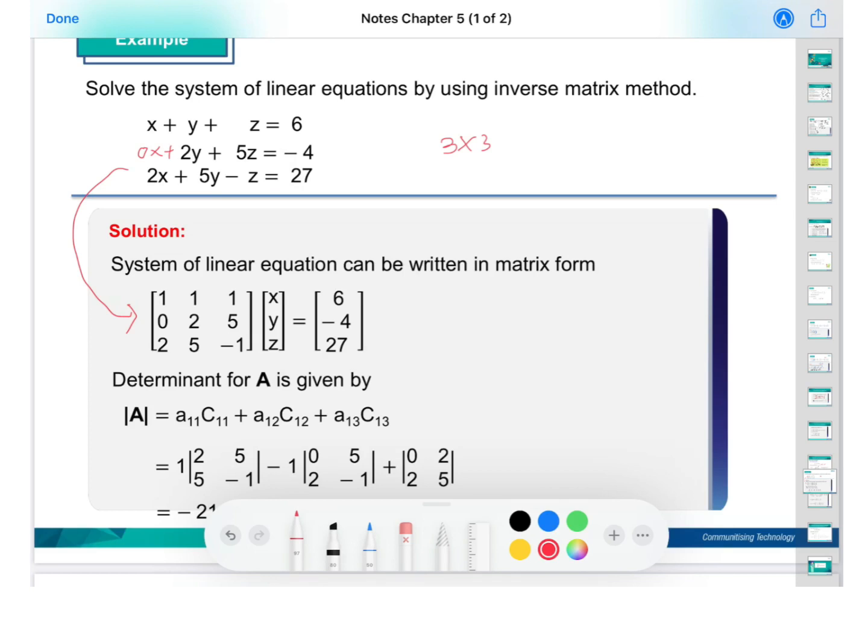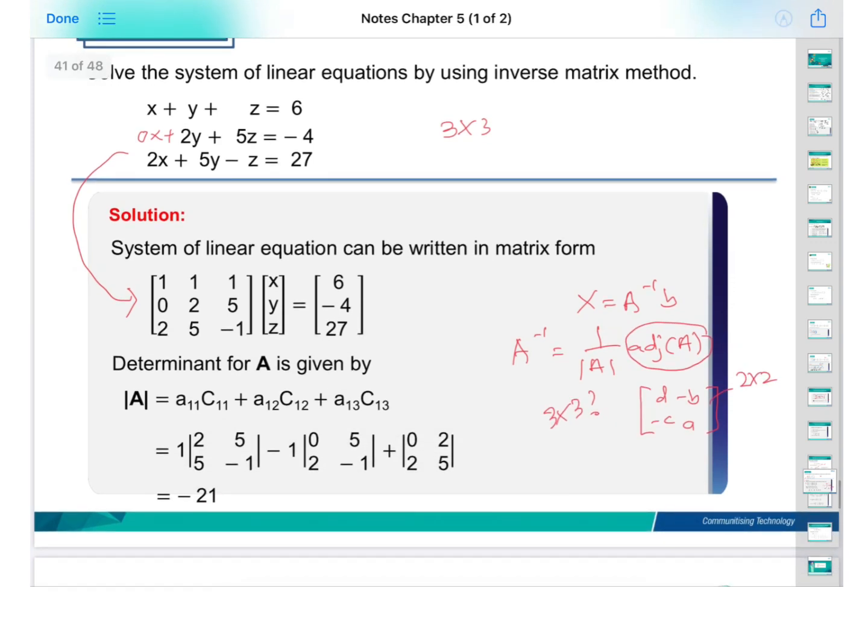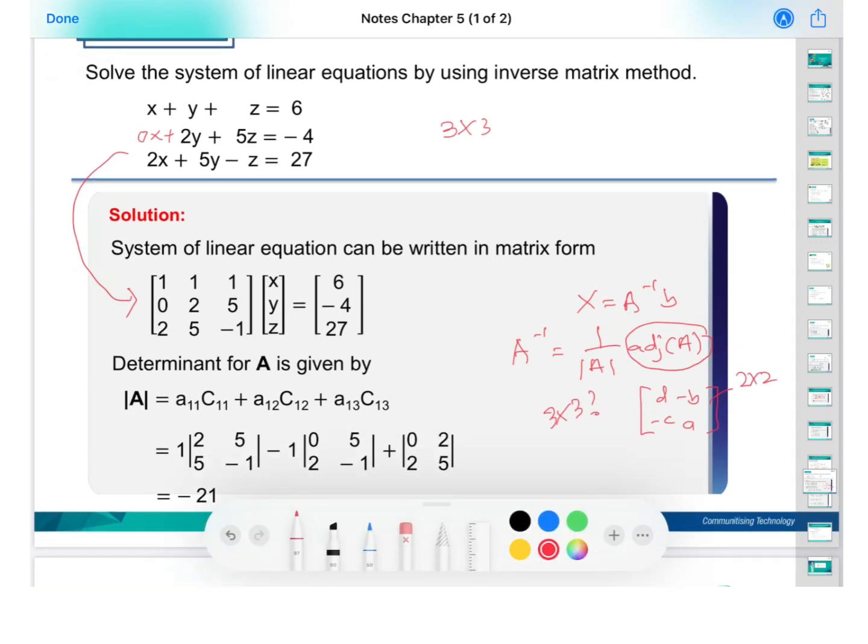Okay, so again, x equals to A inverse B. And then the A inverse equals to 1 over determinant of adjoint A. So to find the determinant, okay, if you still remember, there are 2 ways to find the determinant for 3 by 3. The first way is diagonal expansion method. And then the second way is this one as a minor and cofactor. So in this question, it used minor and cofactor.